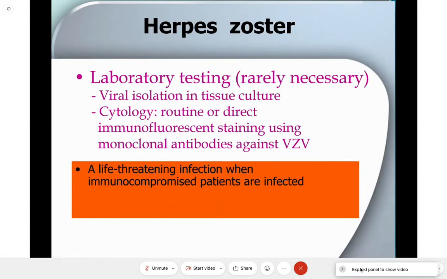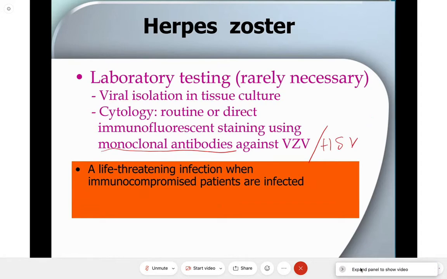What about laboratory testing? It's very similar to primary herpes simplex virus infection. You can do viral culture, cytology, and use monoclonal antibody. If you would like to differentiate between herpes simplex virus and varicella zoster virus, you can use different monoclonal antibodies, because they will have different antibody to varicella zoster virus or antibody to herpes simplex virus.